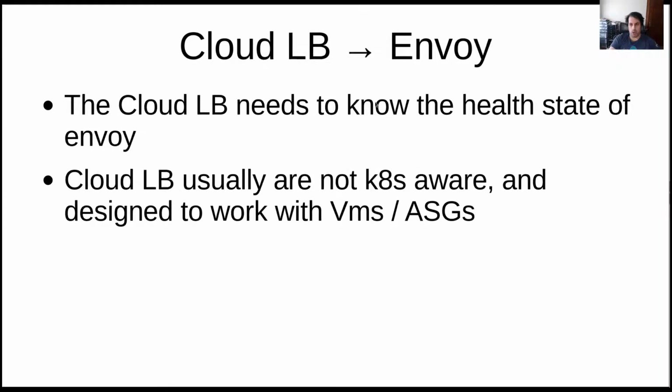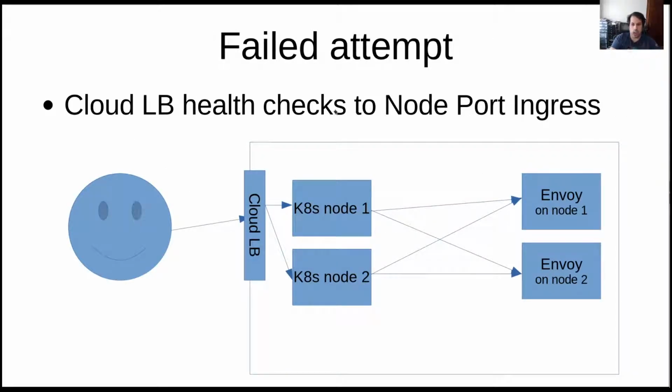So let's first talk about the cloud load balancer to Envoy direction. The user sends a request, it reaches the cloud load balancer, and the cloud load balancer sends it to our edge gateway in our Kubernetes cluster. In our case, we're talking about Envoy. So the cloud load balancer needs to know the health state of Envoy. The problem is that cloud load balancers are usually not Kubernetes aware and are usually designed to work with virtual machines or auto-scaling groups. So let's give an example of how not to do this.